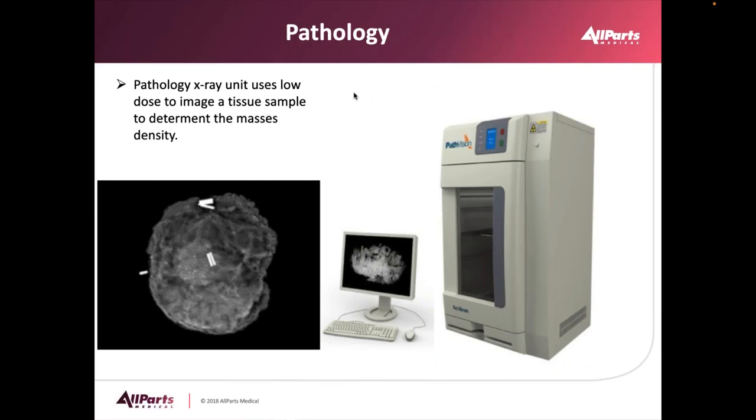The pathology equipment is used to image samples that they take from supposed cancerous areas. It gives them an image that they can use to determine whether it is cancerous or not. This device can either be in a surgical suite, in pathology, in the lab, and it could be portable too.